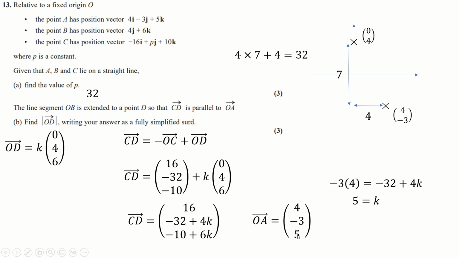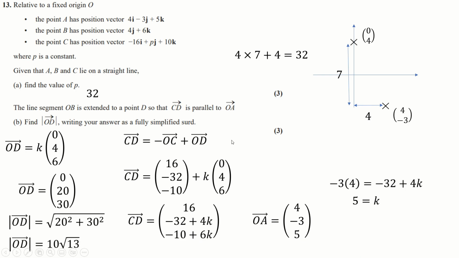And you can verify that this times 4 is this for the same k value, right? This times 4 is 20. And so if this is to be 20, then you add 10 to get 30, divide by 6, and you get 5 as well. So k is definitely 5. You put 5 into here, you get O to D as this, and then the length of O to D is just Pythagoras, and we get that in the end.